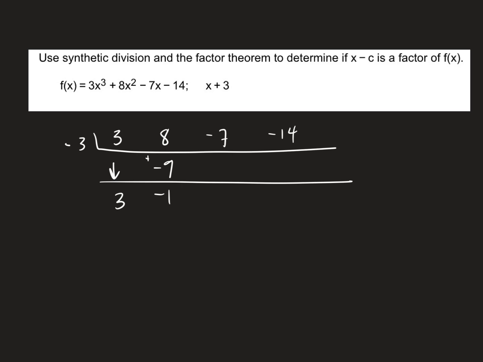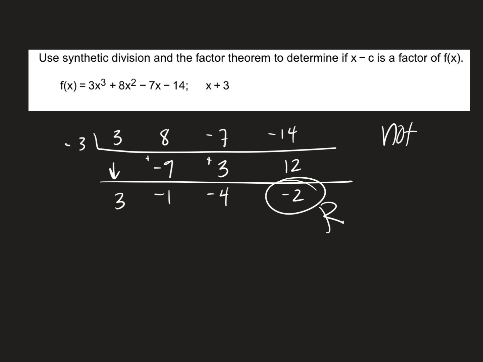-3 times -1 is +3. I add these together and I get -4. -3 times -4 is +12. I add those together and I get -2. That means I have a remainder, which means that this is not a factor. You might want to double check me.